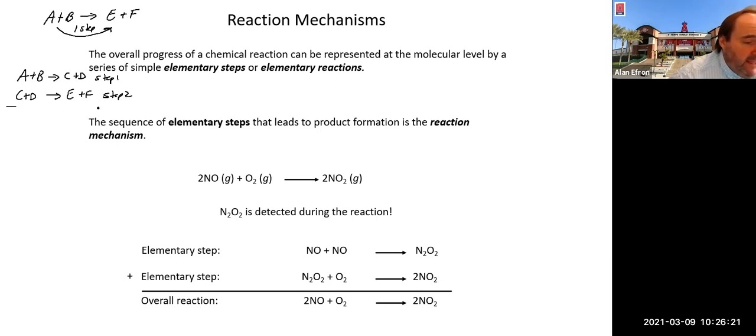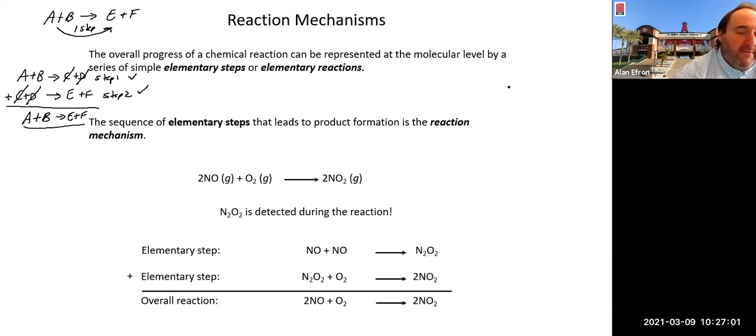If we add these together, things on opposite sides of the arrow cancel out. If there's a C on the left and a C on the right, they cancel. D on the left, D on the right, they cancel. That leaves us with the reaction we saw above. So sometimes we think it all happens at once, but it actually is a multi-step process. You probably saw this in Chem 51 with everybody's favorite thing, Hess's law, where you add up all those individual reactions to make an overall reaction. It's the same idea here.